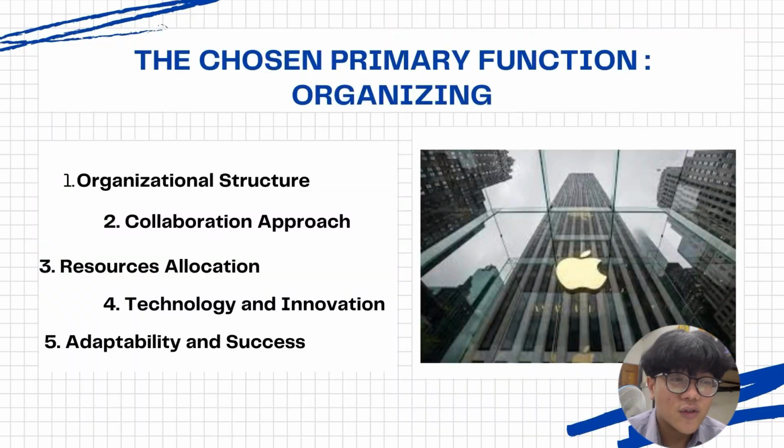So next, I would like to explain the primary function that we chose for Apple. The primary function that we have chosen is organizing. Organizing for Apple is mostly focused on structuring and coordinating resources, with the goal, of course, of achieving the objectives of the company. These are the points that I will explain about the organizing function of Apple.